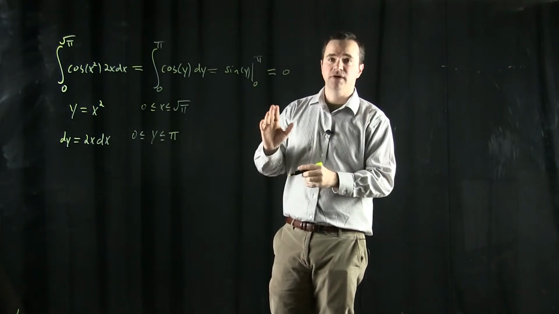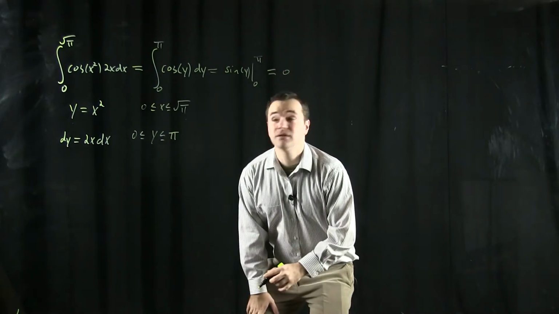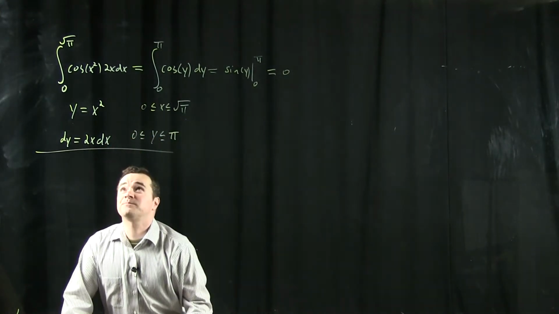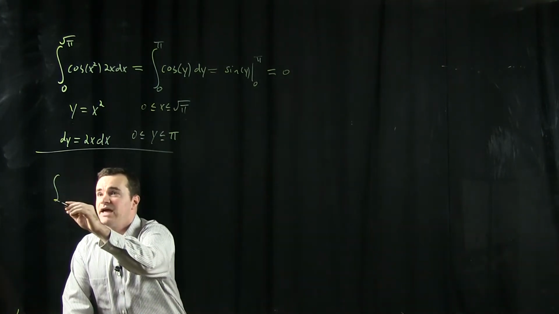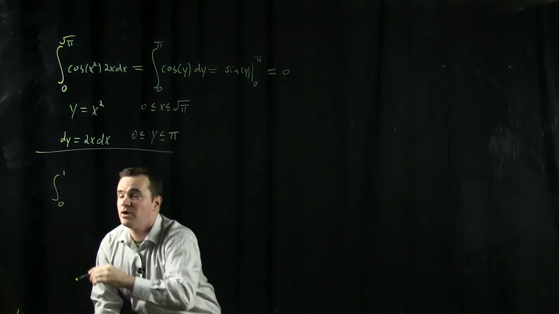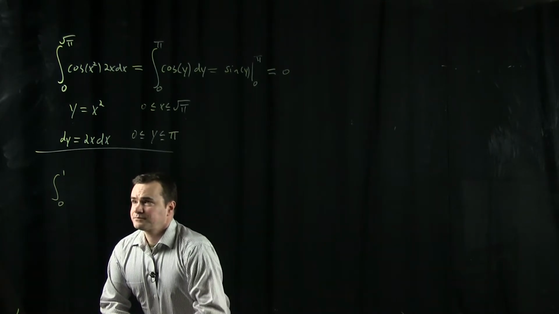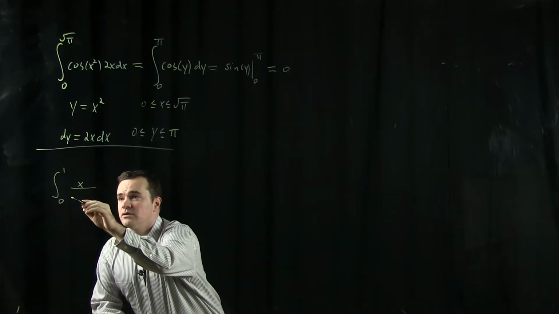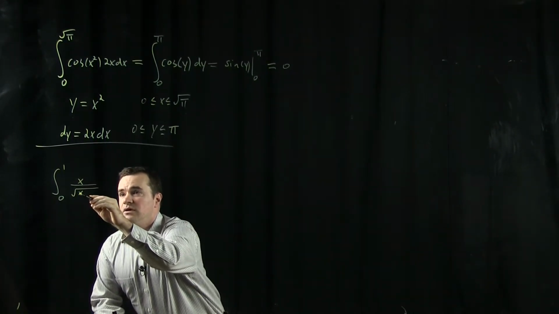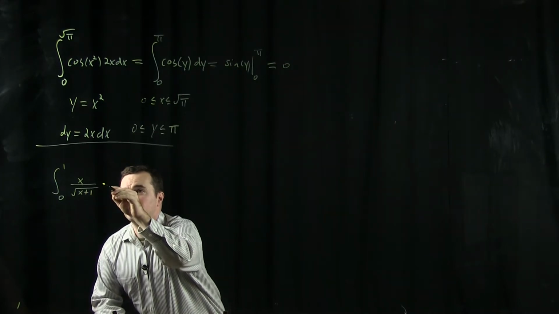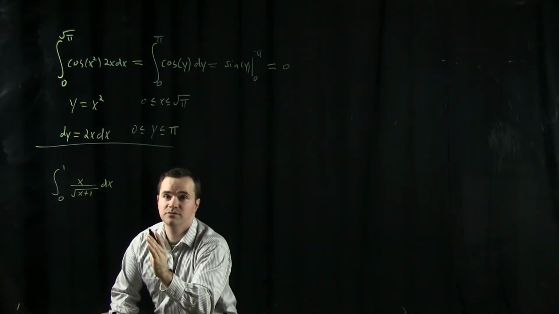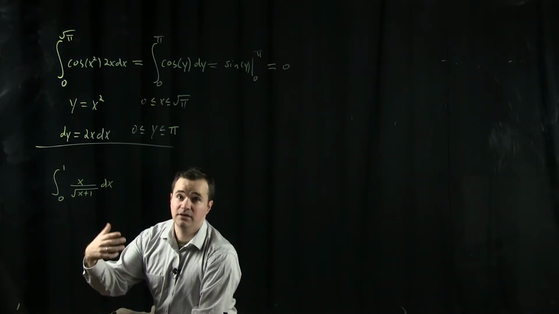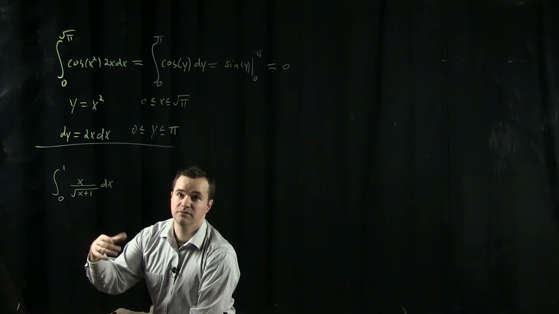Okay, great. So let's try one more example. Let's go down here. I want to do another kind of problem. Let's look at the integral from 0 to 1 of x over the square root of x plus 1 dx. So here's a problem that you might not think initially is going to be very amenable to integration by substitution.